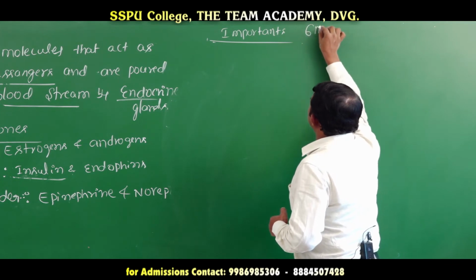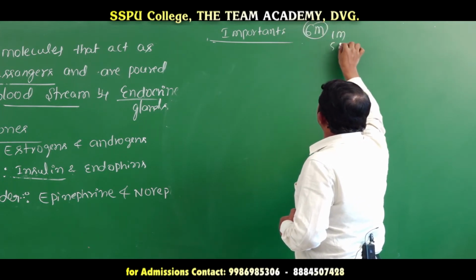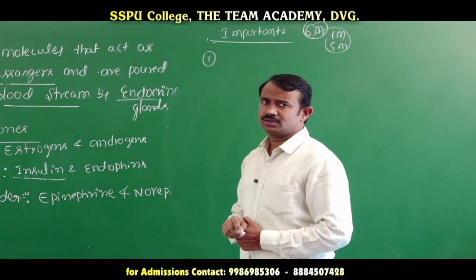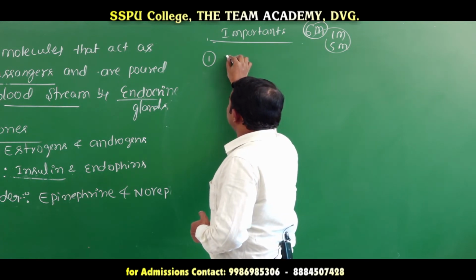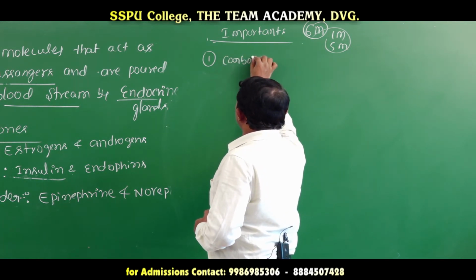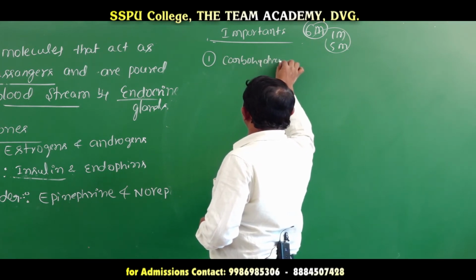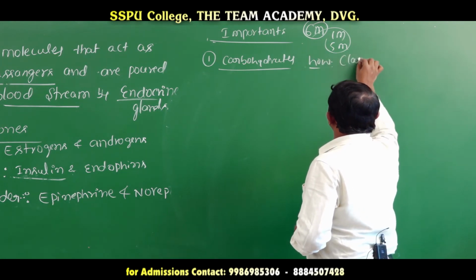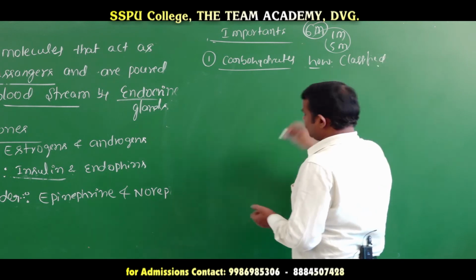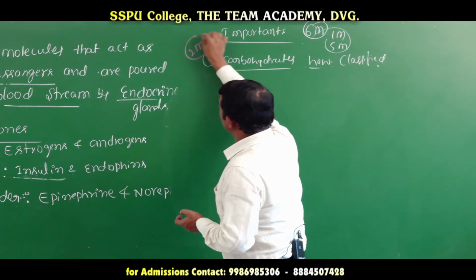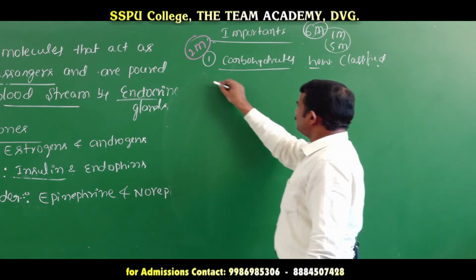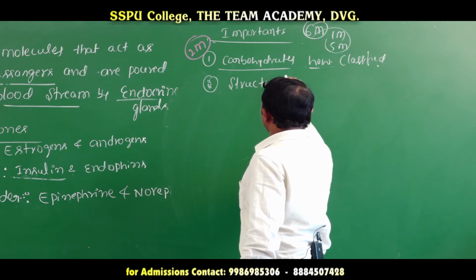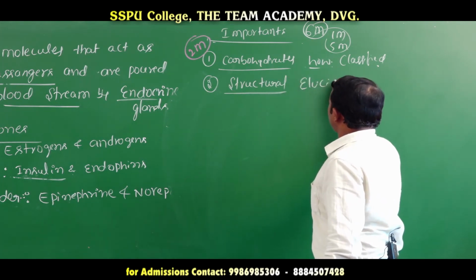In biomolecules, the total number of marks is 6, with 1 mark questions and 5 mark questions. The first one: what are carbohydrates? How will you classify them? They will ask a 2 marks question. Second, structural elucidation of glucose.